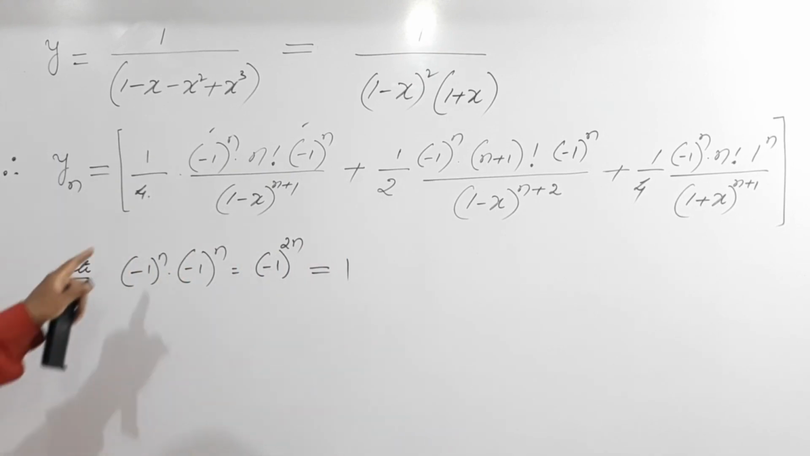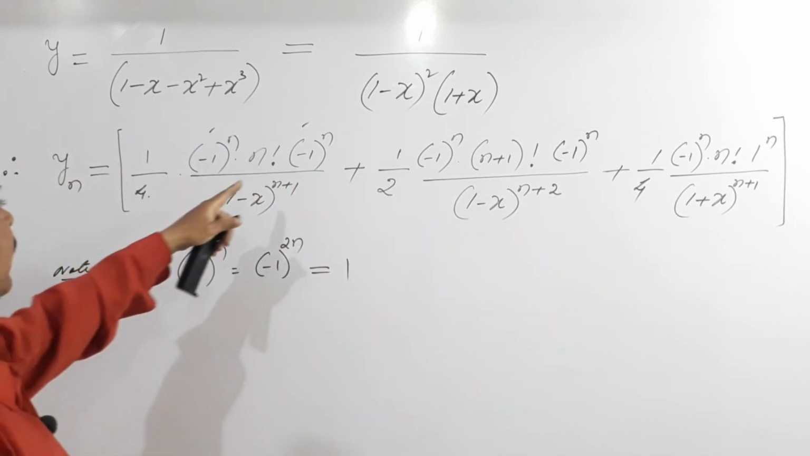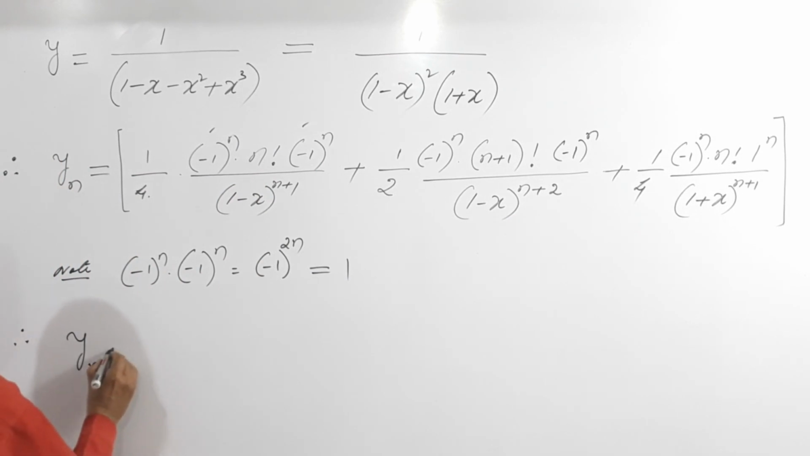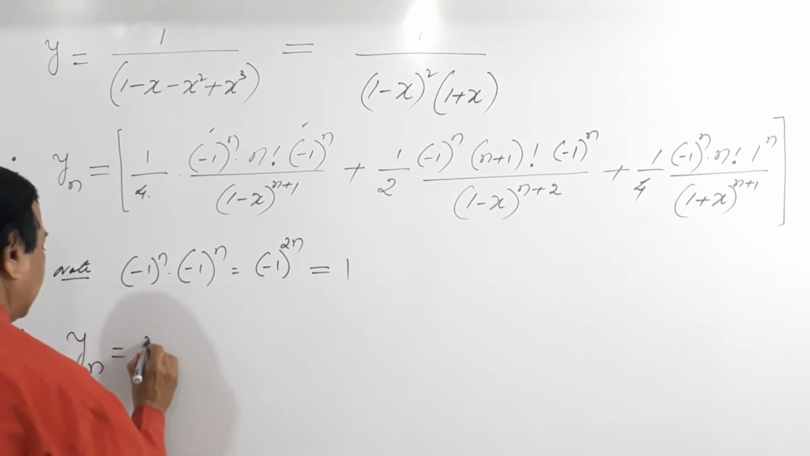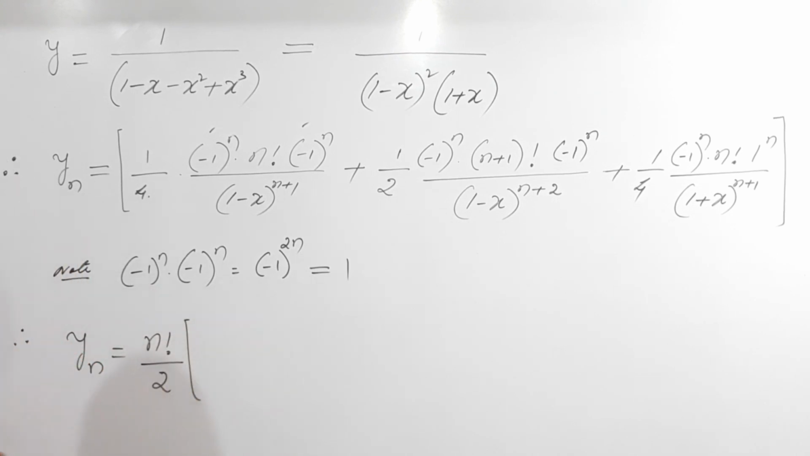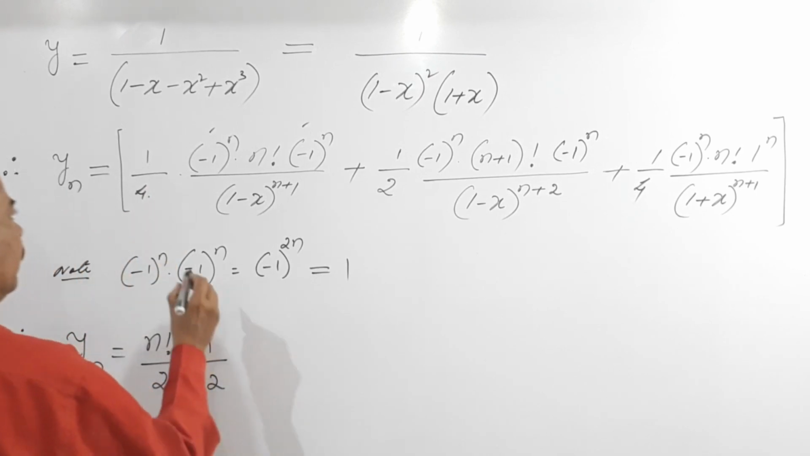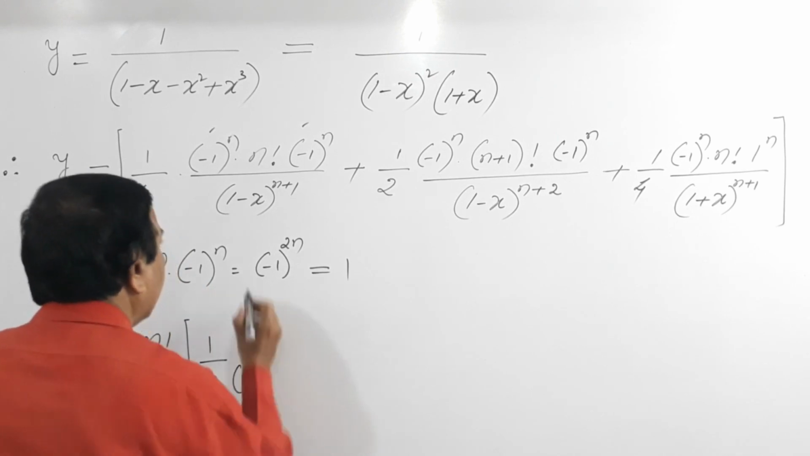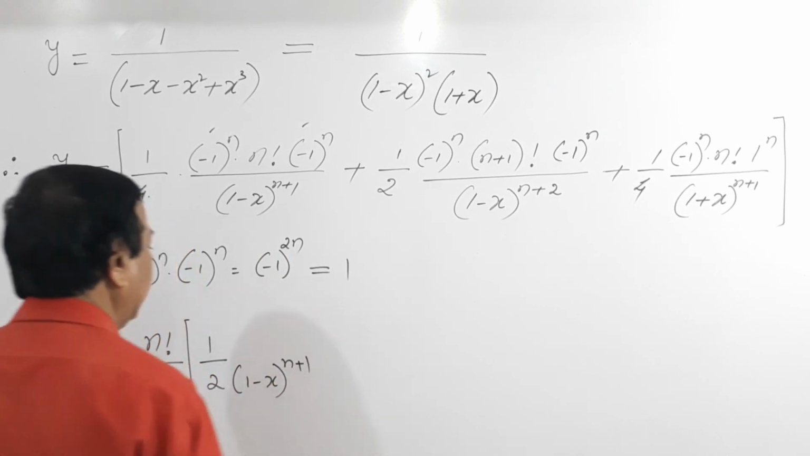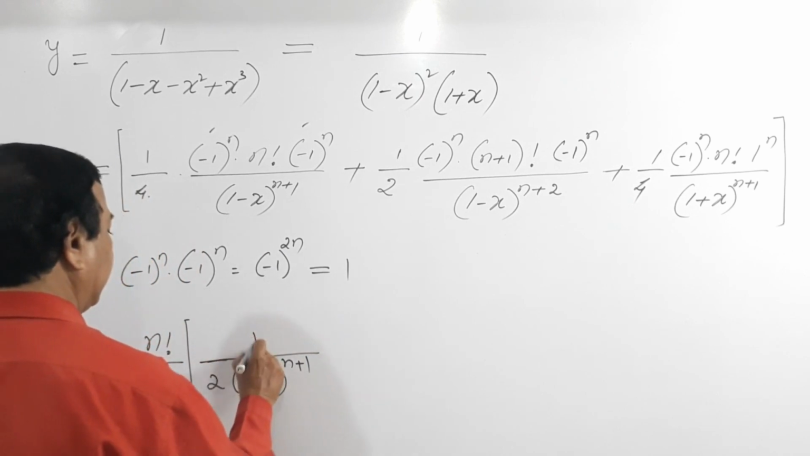So what I do, here 1 by 4, 1 by 2, 1 by 2, I take 1 by 2 common and I take n factorial common. So y n equals n factorial by 2, taken common. So we will have 1 by 2, this will be 1 minus x to the power of n plus 1. So I write this one in the center so it looks nice.